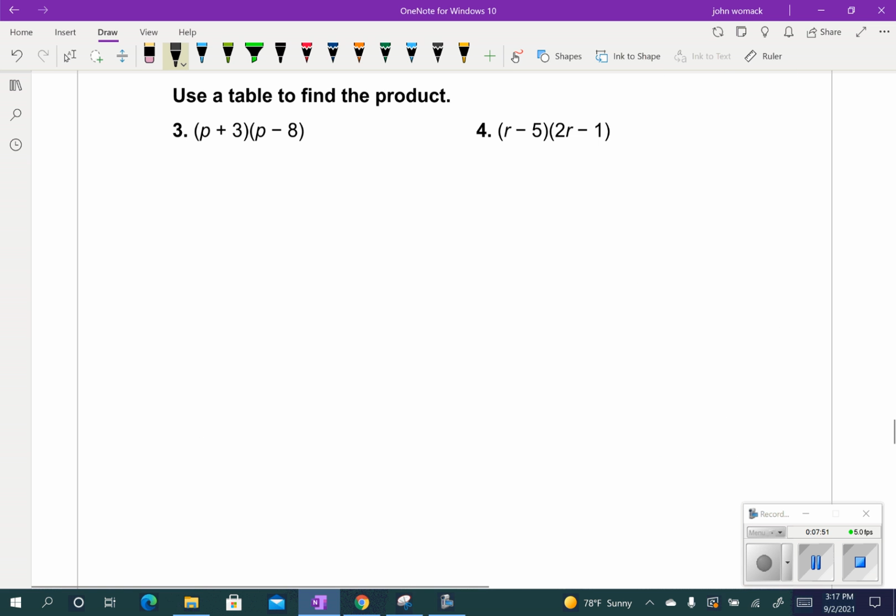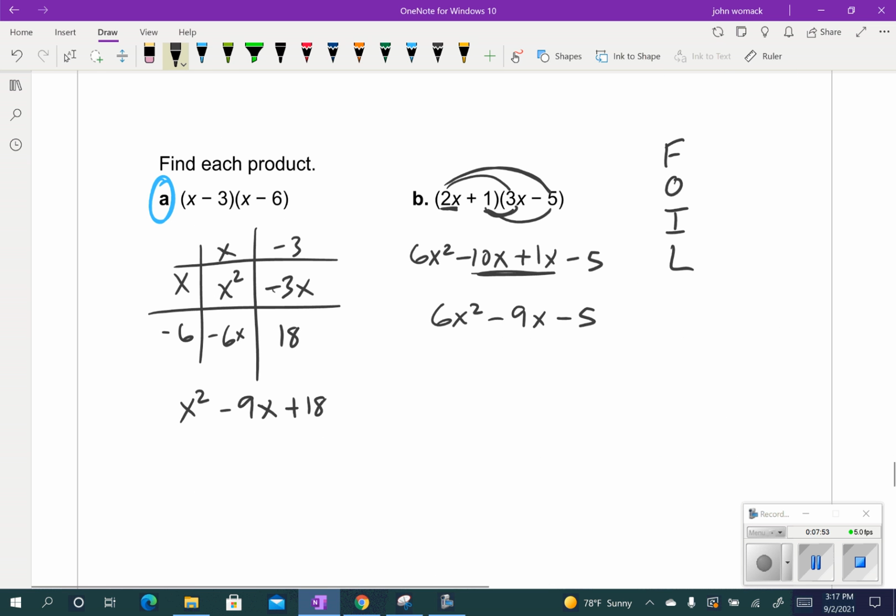The reason they call it FOIL is it's just an acronym to help you. I don't think you need an acronym to help remember this, but if you wanted it, I times the 2x by the 3x first. Those are the first terms of both polynomials. That's what the F stands for. And then the 2x times the minus 5 is the outside two terms.